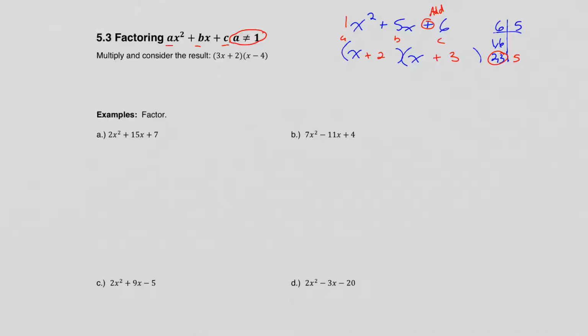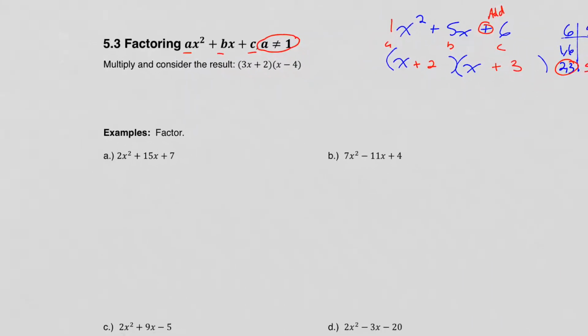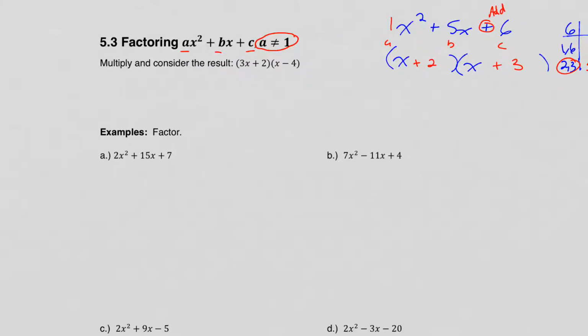So if we put an A that was not 1, then we have to kind of tweak our strategy slightly, okay? So that's what this is going to talk about. So let me just remind you about the FOIL.